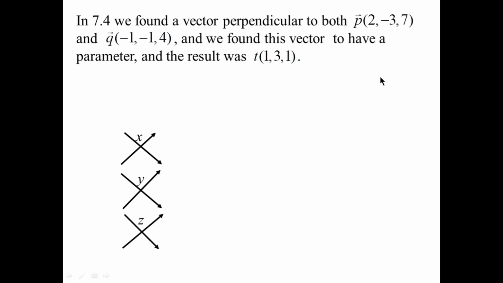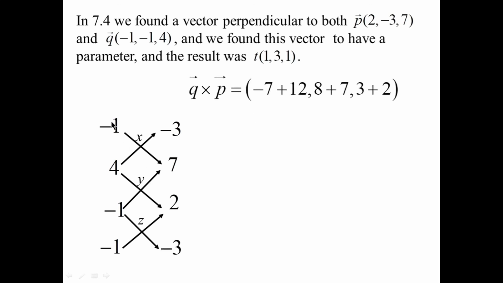Middle, last, first, middle, remember? But I started here. Middle, last, first, middle. And over here, we'll do middle, last, first, middle. And work out this cross product, and we're going to have -7 plus 12. We're going to have 8 plus 7, and we'll have 3 plus 2. Work these out, we get (5, 15, 5).